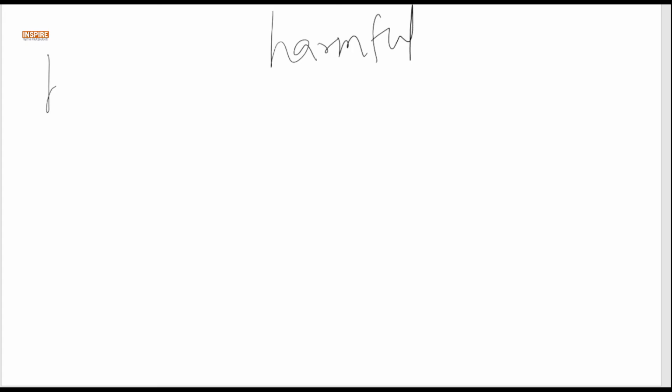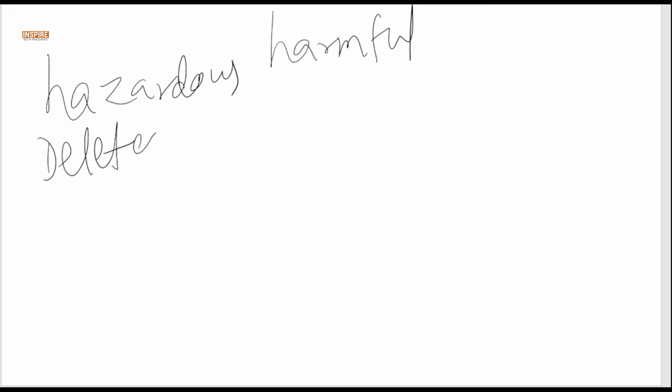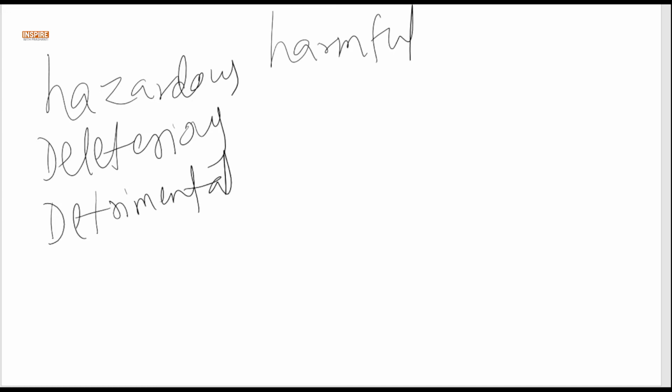We can use so many other top words, and one of the commonest words that we all use is the word hazardous. We use the word deleterious. We use the word detrimental. How lovely it is. So we use the word hazardous, we use the word deleterious, we use the word detrimental. So important. Cannot afford to forget the importance of these words. They all three mean something which is harmful, right?